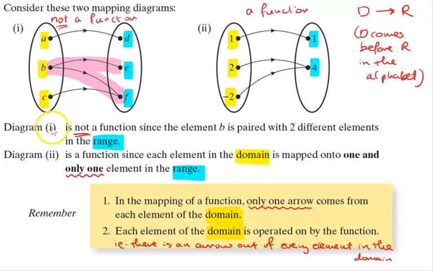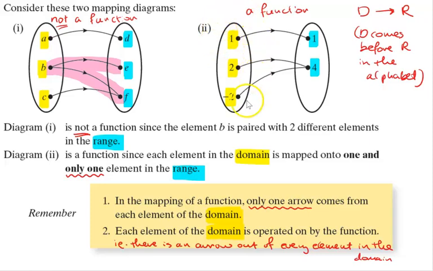So diagram 1, our first example, is not a function since the element B is paired with two different elements in the range. So again, we can see B is being mapped to E, and B is also being mapped to F. So therefore, this cannot be a function. In diagram 2, the one on the right that we decided is a function, diagram 2 is a function since each element in the domain is mapped onto one and only one element in the range.